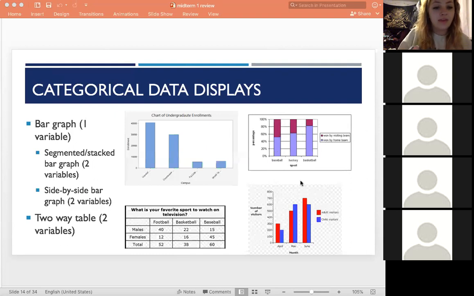Stack cups. You guys remember that? Stack cups? That was lit.